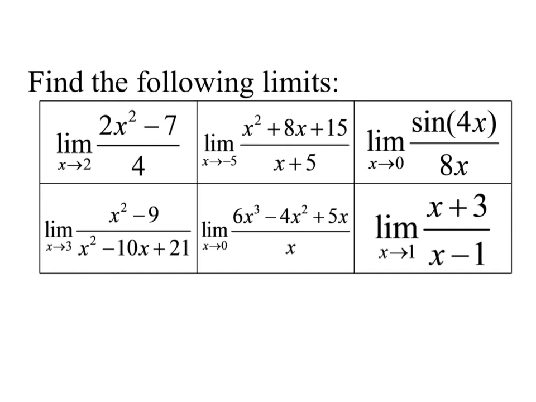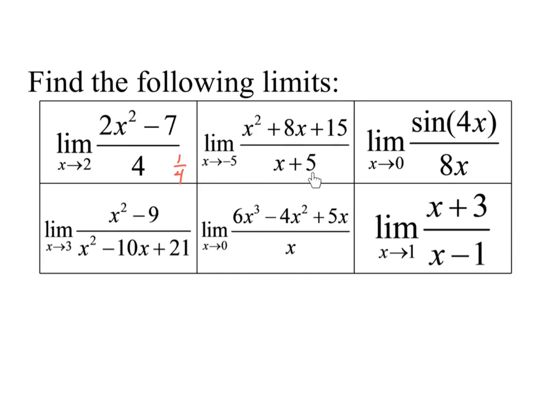Okay, a little bit of a limit review. First thing you should always try is just plugging in the number, right? Let's see if it works. 2 times 2 squared is 8. Minus 7 is 1. 1/4. Perfect. Okay. Next, plugging in -5.